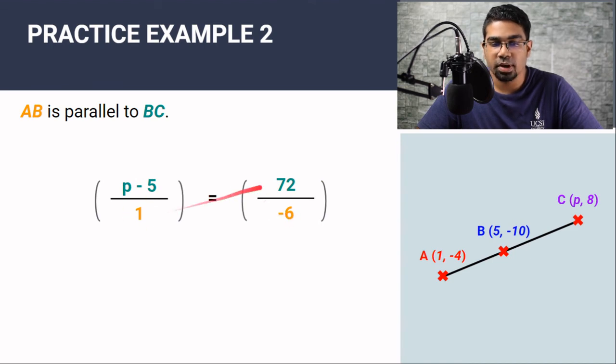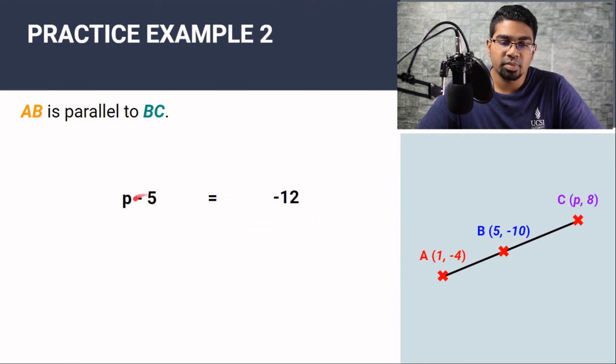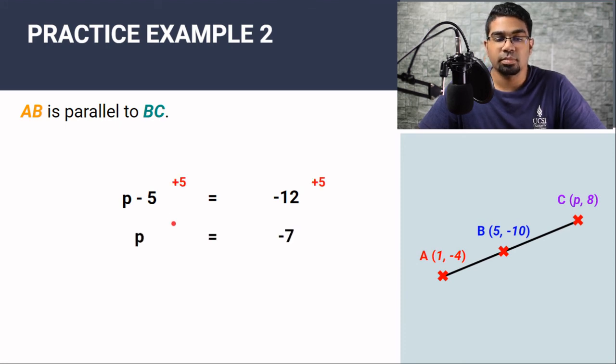Just now we worked this out to be 1 and 72. 72 divided by negative 6 is negative 12. So we have p minus 5 is negative 12. In order to get rid of negative 5 here, we have to add 5 on both sides. And so we get P is equal to negative 7.